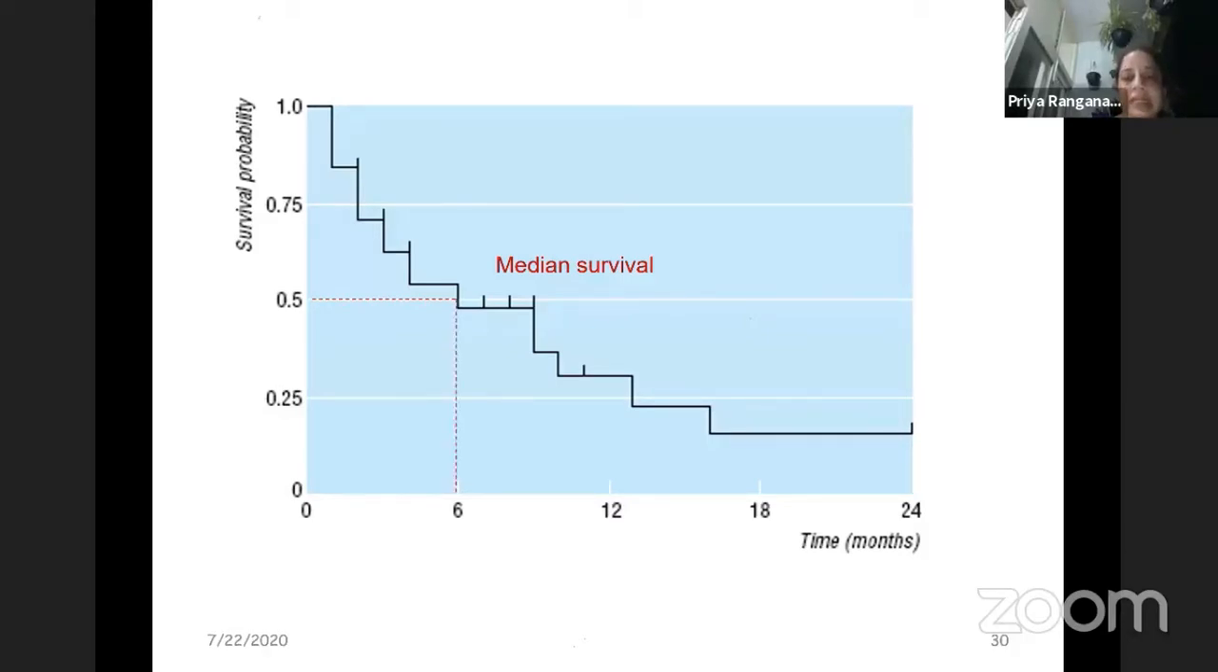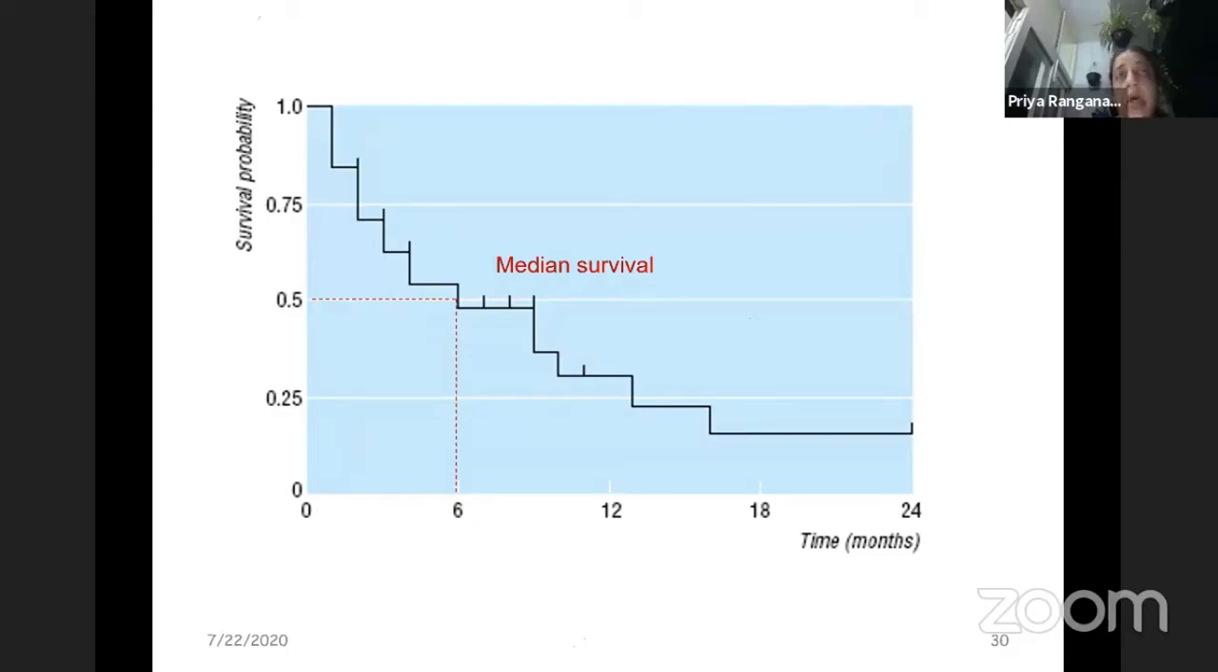So you can see that in this study, median survival is roughly 6 months. Some studies may not have had events. For example, the graph will be hovering somewhere here. You cannot talk about median survival because the survival has not reached 50% probability and not enough patients have had events.